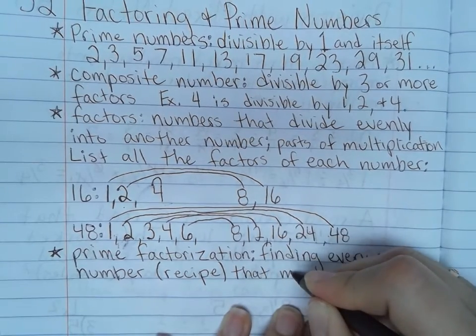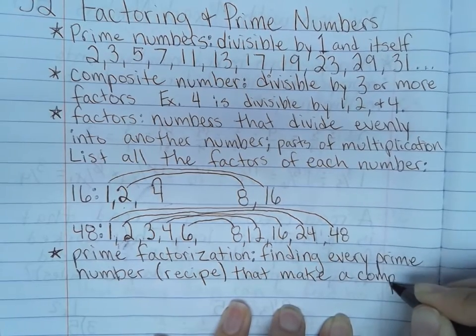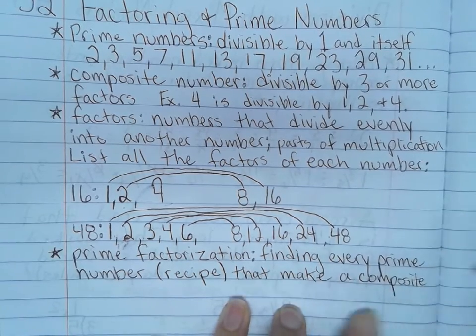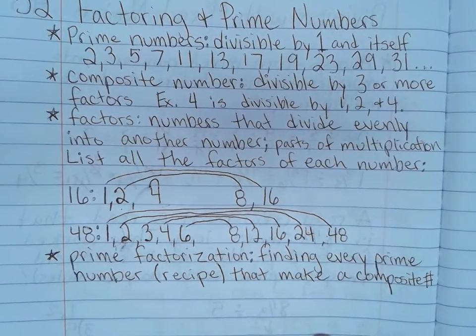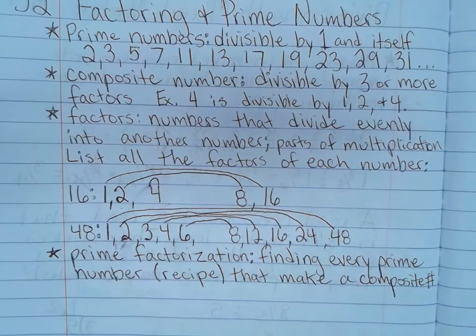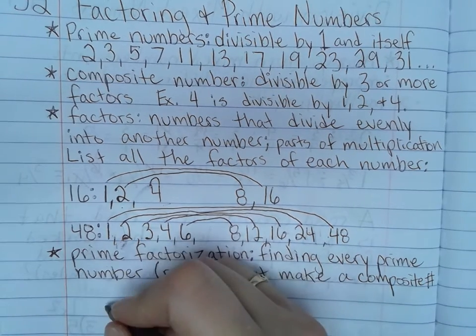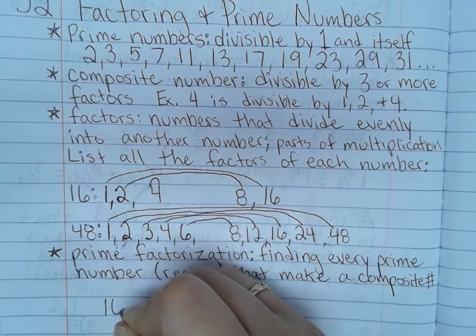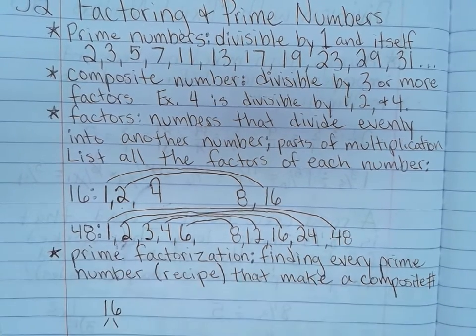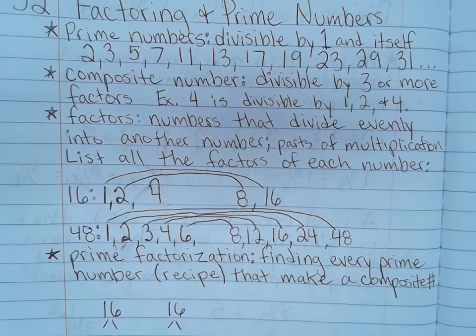So that make a composite. And just because I'm running out of space, I'm going to write the number sign for a number, okay? So, we listed all the factors of 16 up here, but if I want to find the prime building blocks of 16, I'm going to break it down. And I want to show you that it doesn't matter how you break it down. We're going to actually do it two different ways and see that you get the same exact prime building blocks when you're done.